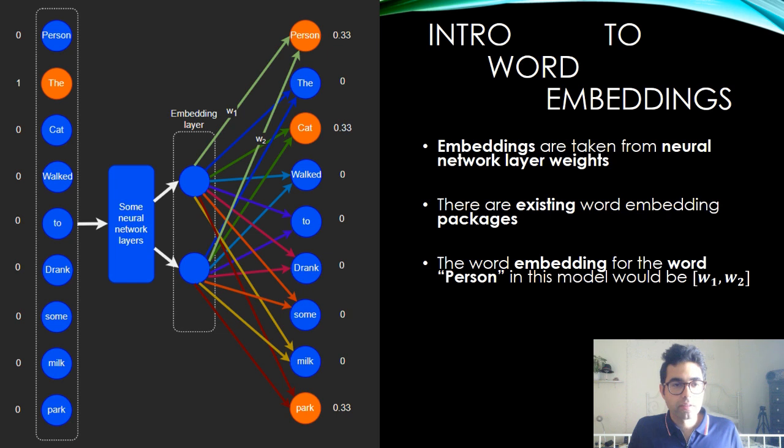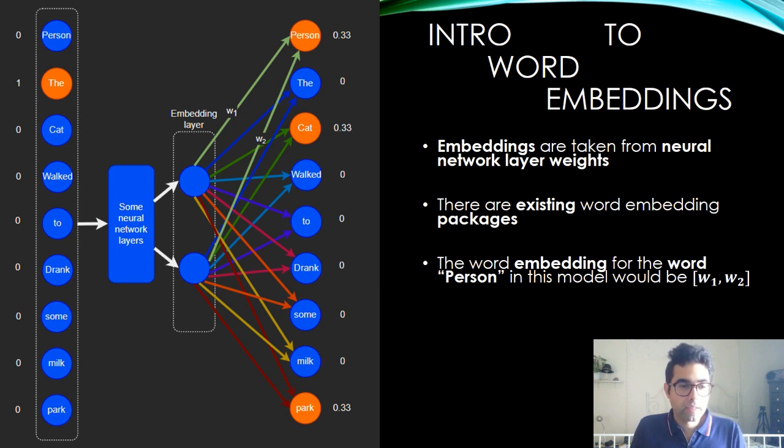To further demonstrate, here is a slide showing a possible word embedding model. Word embeddings may be expressed from weights from a layer in a neural network. There are existing word embedding packages. The word embedding for the word person in this model would be W1, W2, as shown in the image on the left. Word embeddings may be considered as weights extracted from a layer in a neural network.